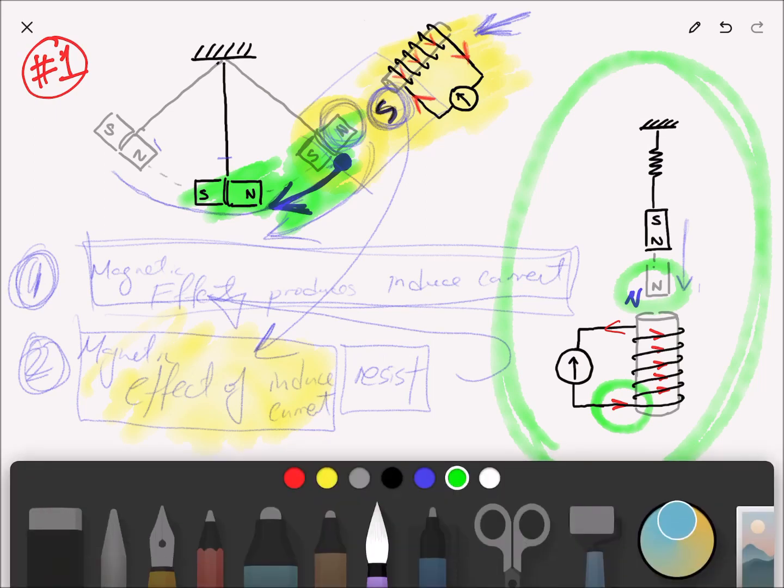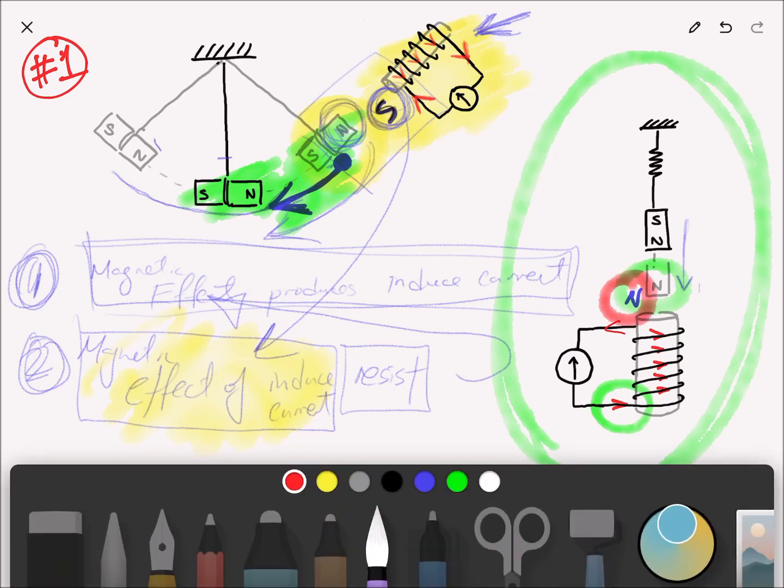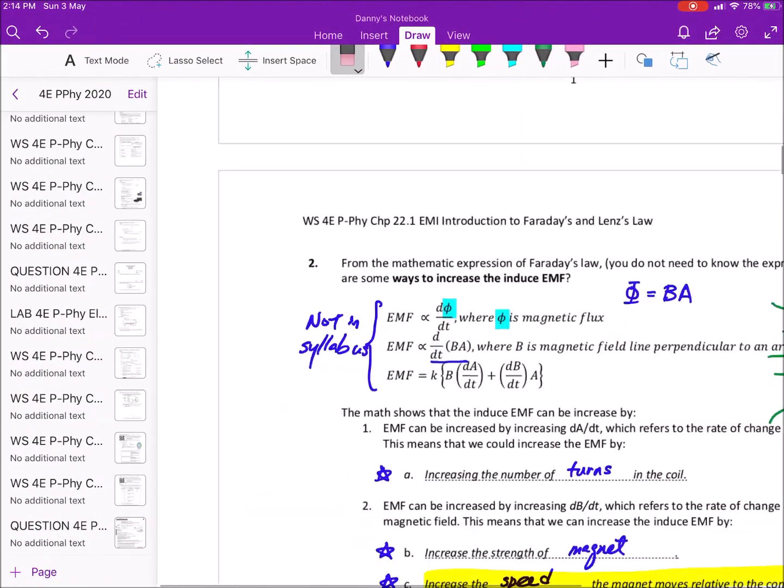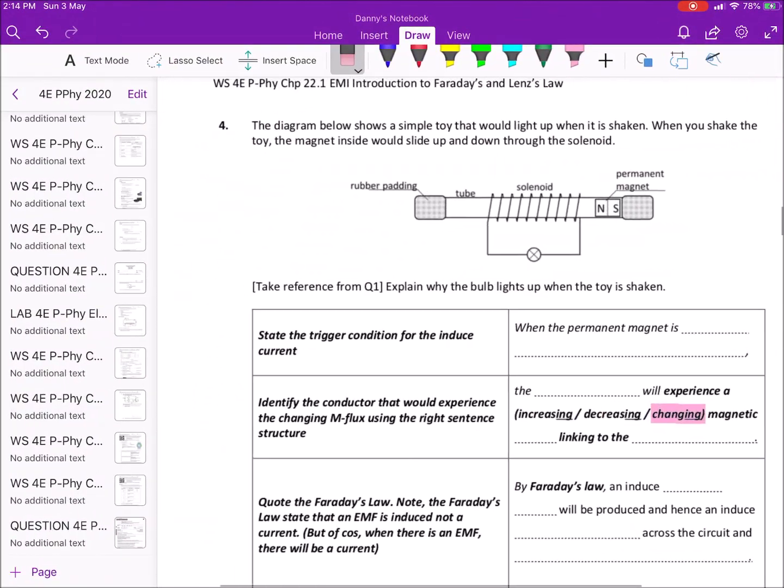So that's why the magnetic effect, which is this red one, of the induced current is going to repel or resist this approaching north pole. So that is what Lenz's law is about. So let's formulate it, let's jot it down formally in your worksheet.